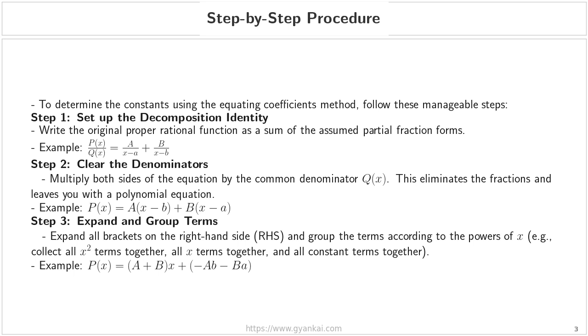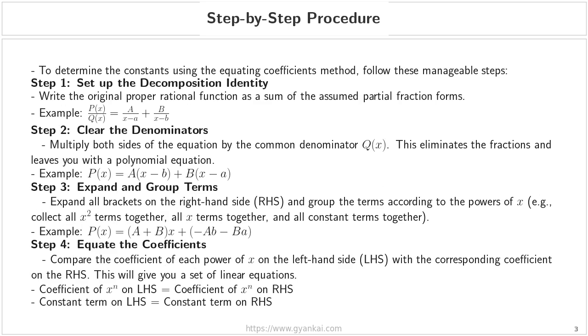Now, step 3, expand and group terms. This is where we simplify the right-hand side. Distribute the a and b into the brackets. Then, the key is to group together terms with the same power of x, so collect all the x terms, all the constant terms, and so on. In the example, after expanding and grouping, we get P of x equals the quantity a plus b times x, plus the quantity negative a times b minus b times a.